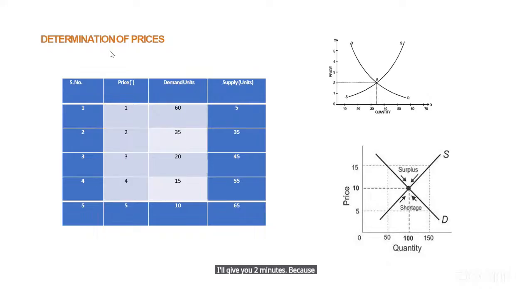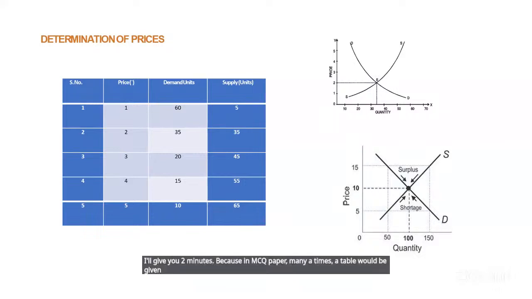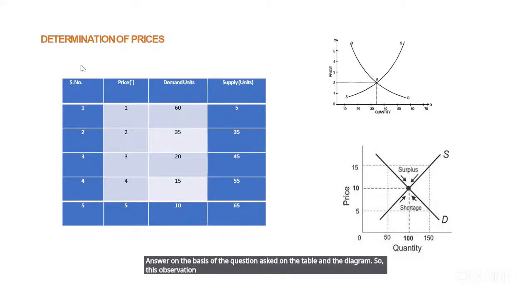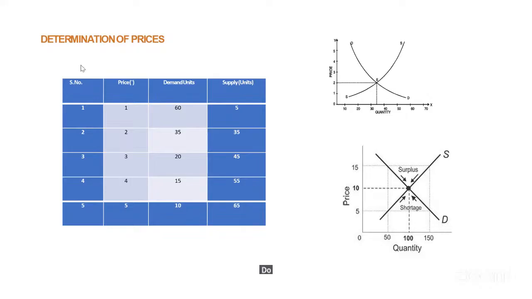Because in the MCQ paper, many a times a table would be given, a diagram would be given, and you are asked questions on the basis of the table and the diagram. So this observation is very important. Okay, do it. I'll give you 2 minutes. You have to observe this table, both the diagrams.